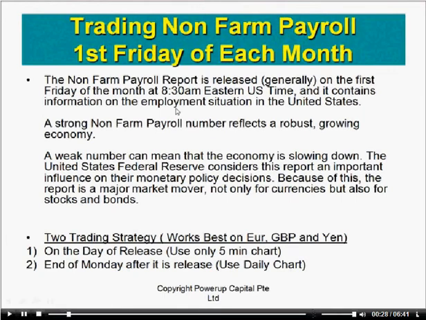Now it basically contains information on the employment situation in the United States. Now there are two ways of trading the non-farm payroll. One is on the day of the release and the second is end of Monday after it is released. It usually works best on the Euro US, British Pound US, and the Yen currency. Now, on the day of the release, we will use the 5-minute chart. End of Monday, we will use the daily chart.